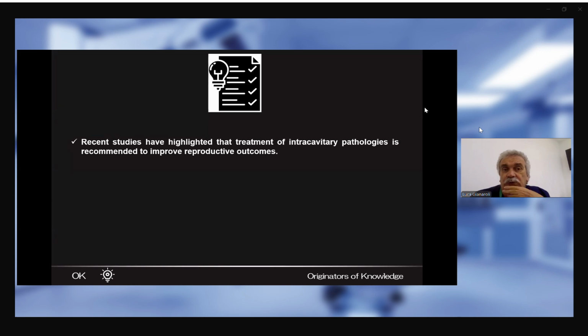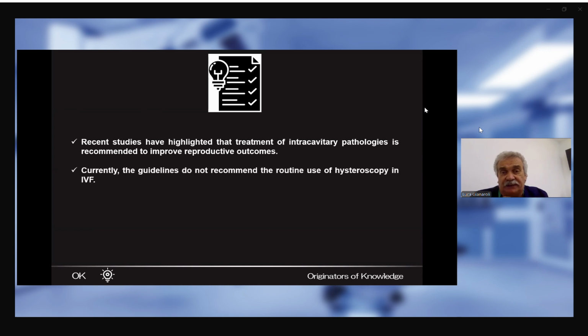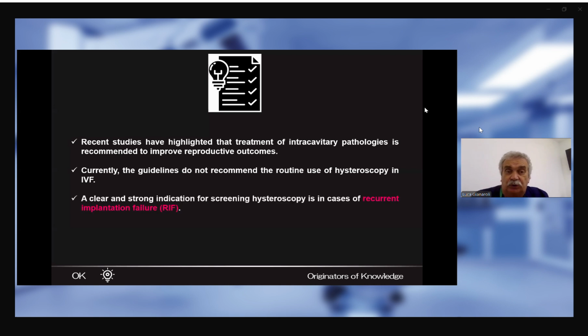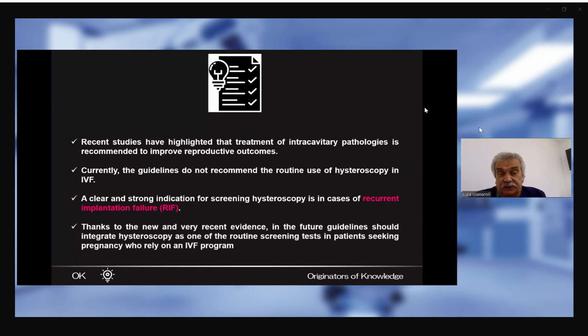So all in all, to conclude, this is what we have in our hands. Recent studies have highlighted that treatment of intracavitary pathologies is recommended to improve reproductive outcomes. Currently, the guidelines do not recommend the routine use of hysteroscopy in IVF, but despite its current focus on a strong indication for recurrent implantation failure, we should consider hysteroscopy as a screening test. So that's the way we should use this tool before IVF programs are set up.